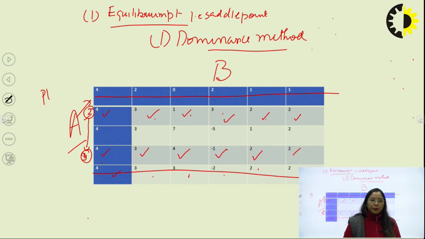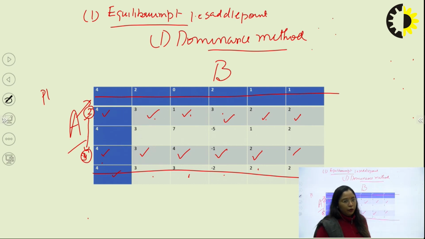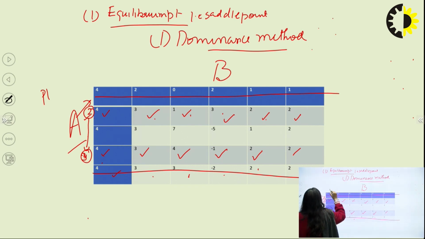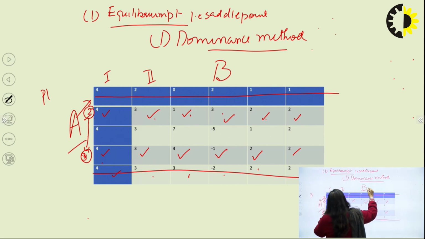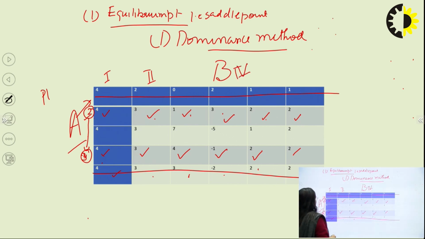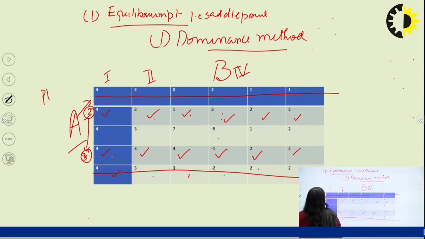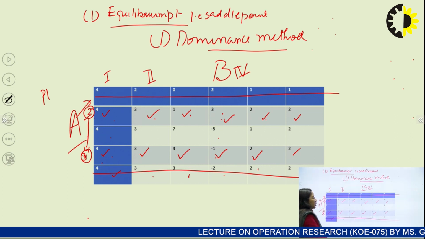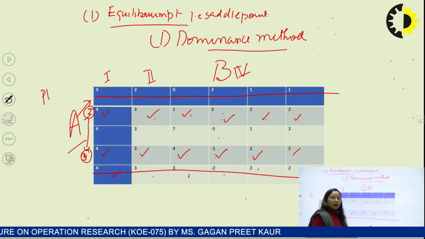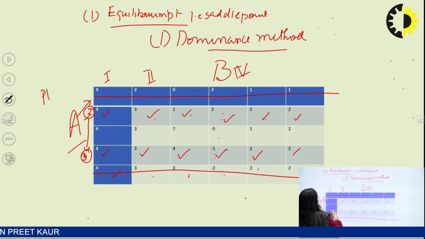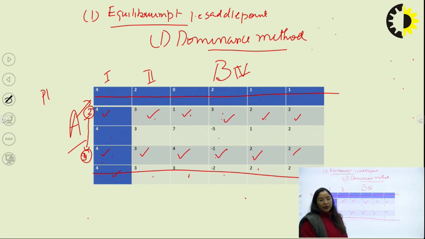Now we will compare between the columns. In columns we can see column 1 and 2 are dominated by column 4. Here you can see 4, 3, 4, minus 5, 4, minus 1. So this one is a bigger one, this one is a smaller one, and so what will happen? We will delete this column.